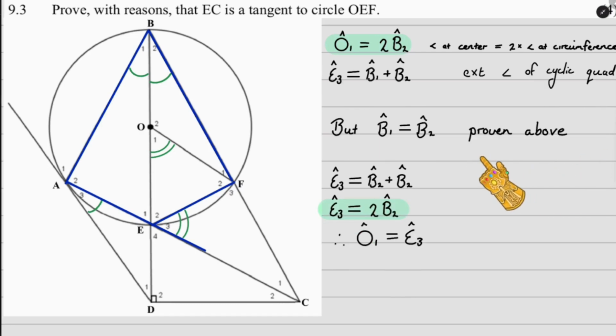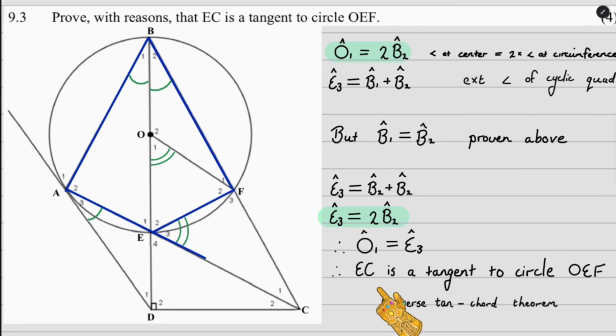And last but not least, I now need to conclude that EC is a tangent to the circle OEF for the reason we discussed earlier, converse tan chord theorem. And we write it just like this. EC is a tangent to the circle OEF for the converse tan chord theorem as your reason.